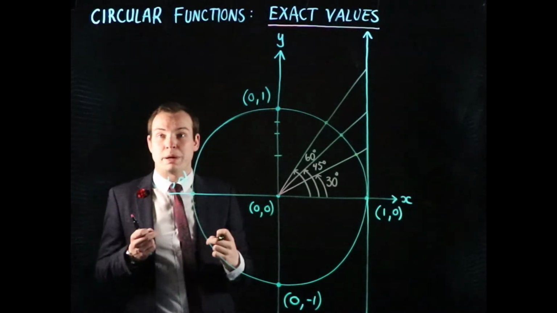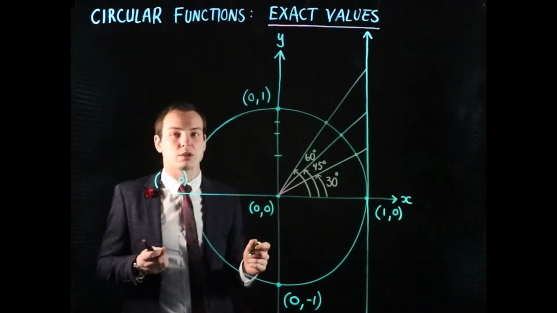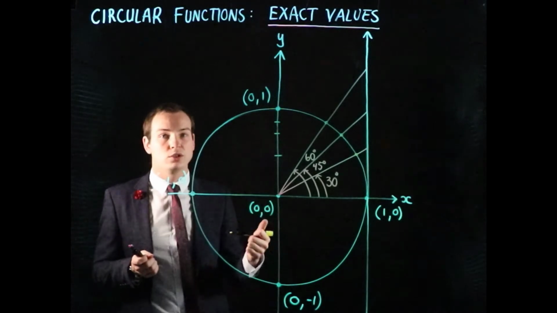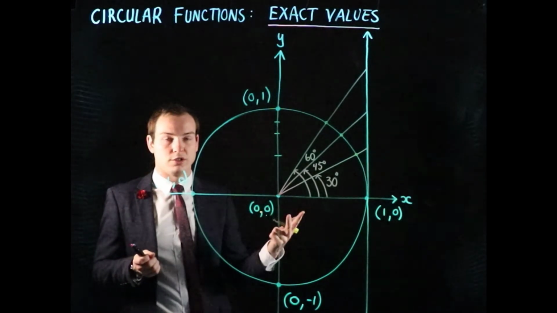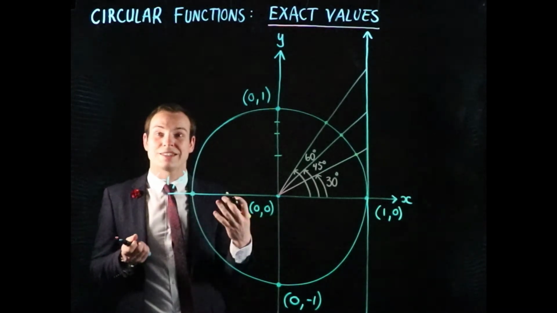And there's this really good pattern. The pattern goes root 1 on 2, root 2 on 2, root 3 on 2. I'll go with that again. It goes root 1 on 2, root 2 on 2, root 3 on 2. So root 1 on 2 is the smallest of those values. Root 1 on 2 is actually a half.